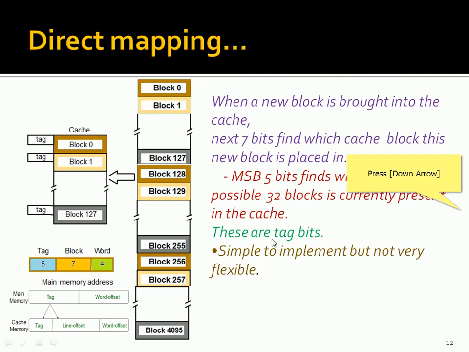Simple to implement but not very flexible. This mechanism is simple, but the associative mapping policy from the previous discussion is a little more difficult to implement. Here we only compute the modulus and that location will be found, and from the 2 power 7 we can identify and place the block there. So the address is split into 3 components: word, the number of bytes in each block; 7 bits to identify the cache block; and 5 bits to identify the group, that is the tag.